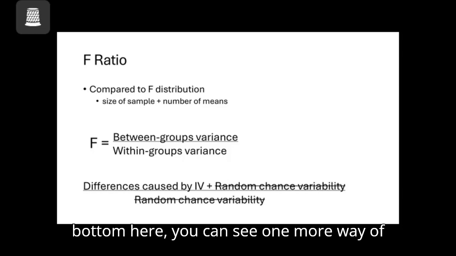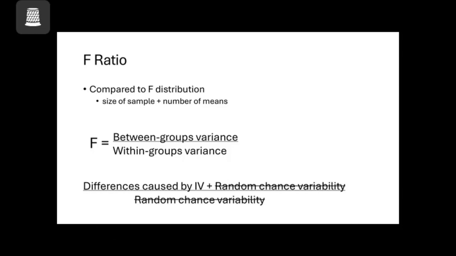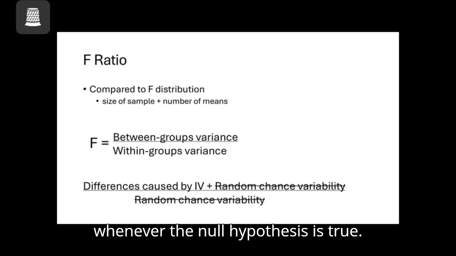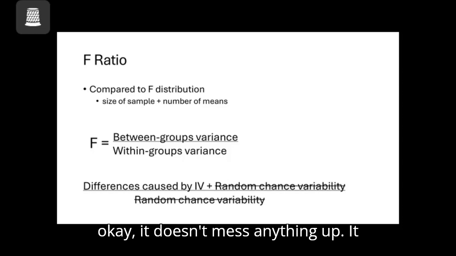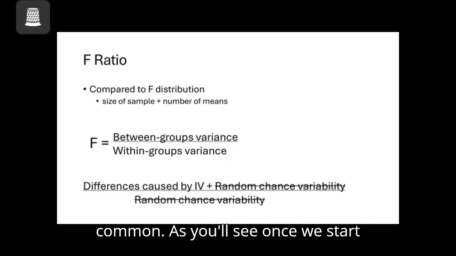Down at the bottom here, you can see one more way of viewing this ratio that might help make more sense about why F equals 1 whenever the null hypothesis is true. If our samples are all from the same population, F will be close to 1 or 1. If your group means are all identical, now your F will be 0. That's okay, doesn't mess anything up. It just means that the groups are exactly the same, but frankly, that's not very common.